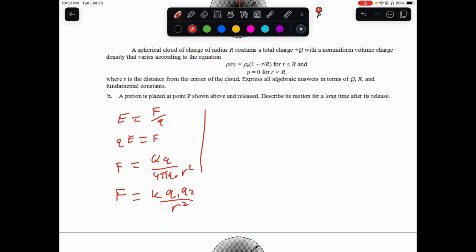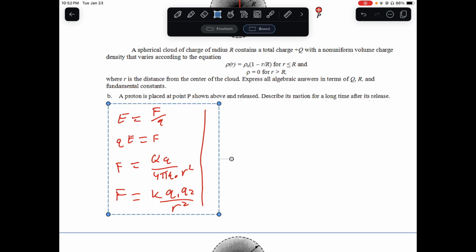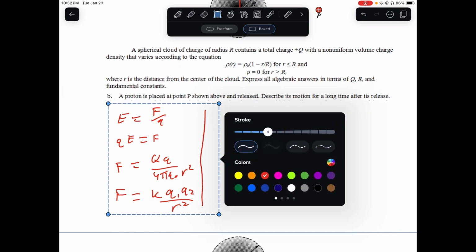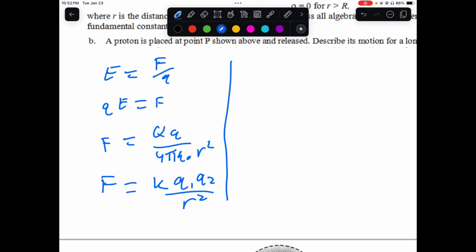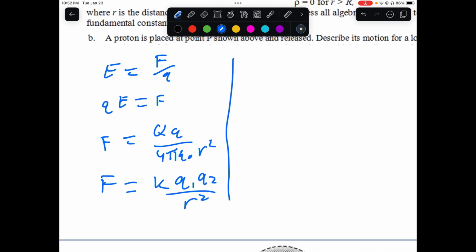So these are the same formula. The point of all of this is that in this force function, k is a constant, or if you leave it as 1 over 4 pi epsilon naught, it's still just some number. The cloud has some overall charge, big Q, that's our q1, and then little q, the proton, is q2.